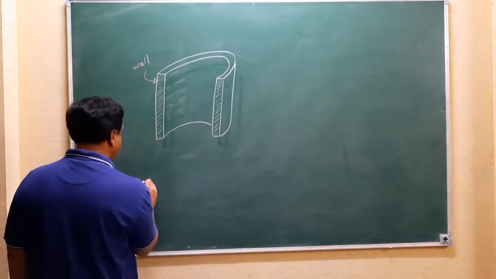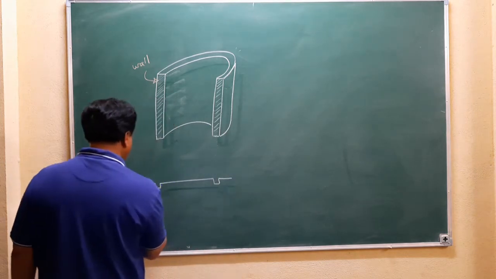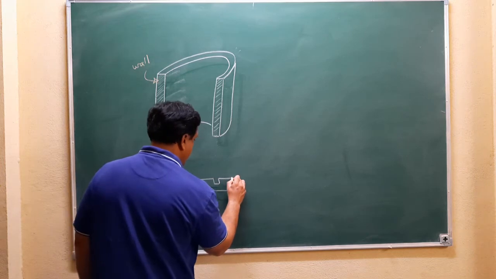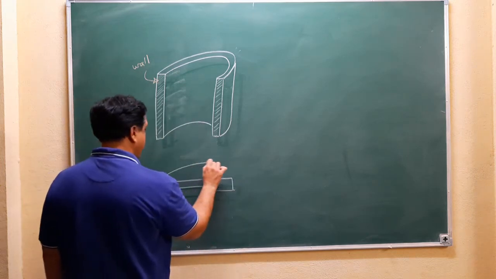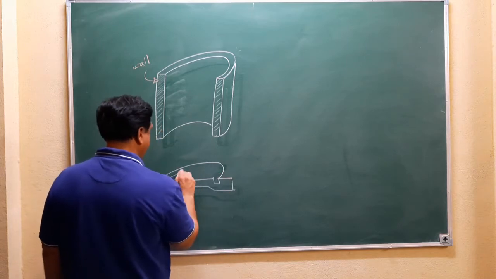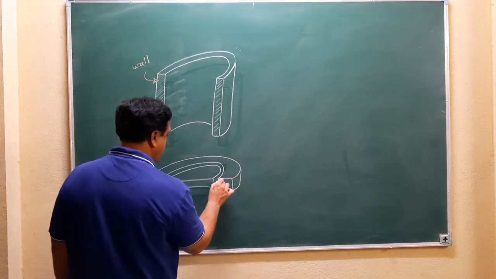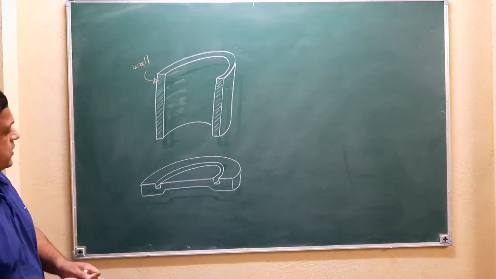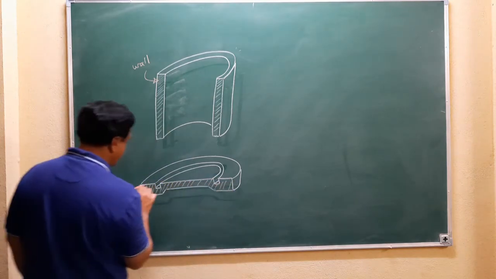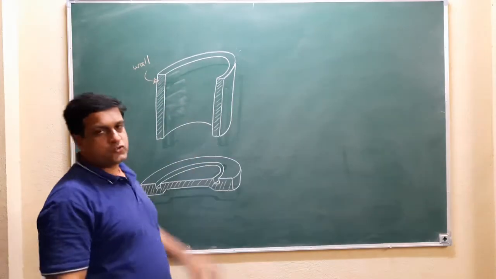I want to sketch the base of the water tank like this. So this is the base of the water tank. These are two grooves. These are the grooves and the main base of the water tank. This is the main base, the base slab. So these are the two main components of the water tank.